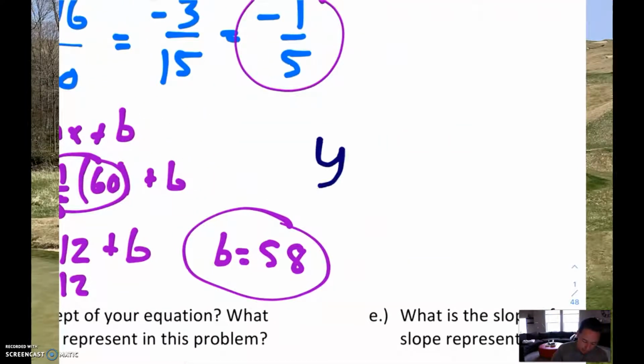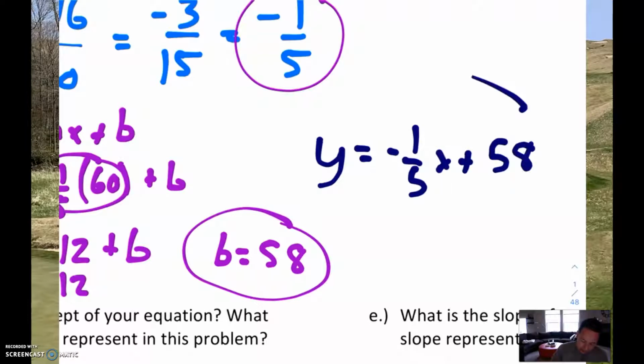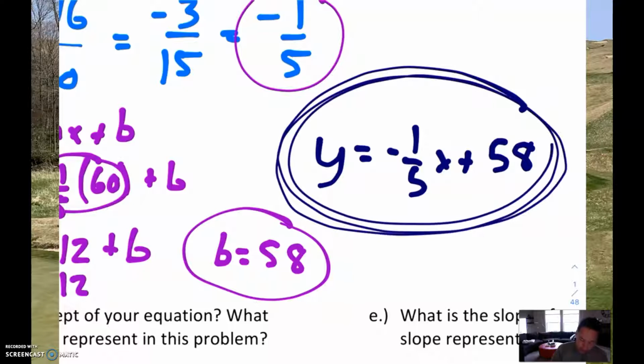So your final equation is y equals negative 1/5 x plus 58. And this equation is what we're going to be using for the rest of this problem. So it's really, really important that you know how to find this equation, because if you don't have this equation right, the rest of it's going to be wrong. So make sure you understand how to get that equation.